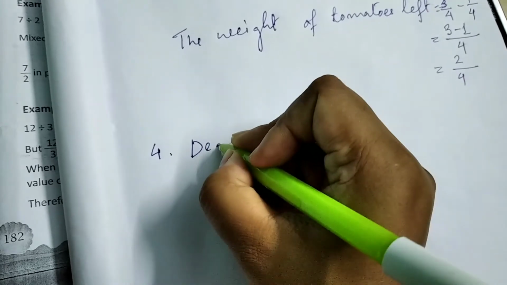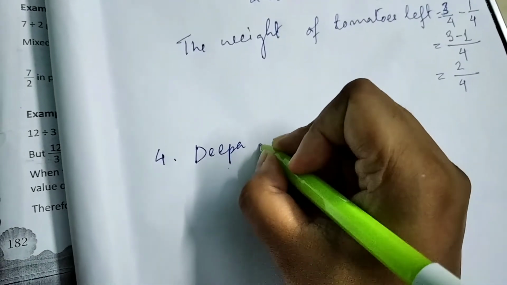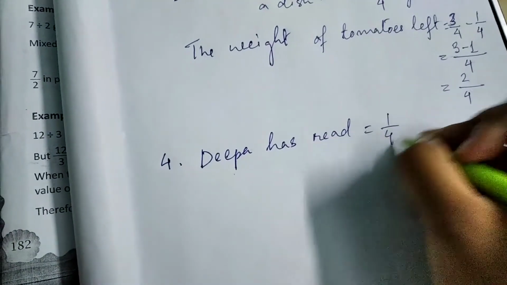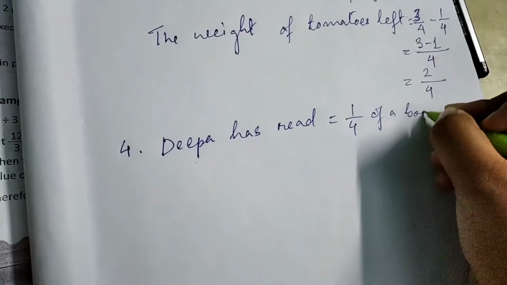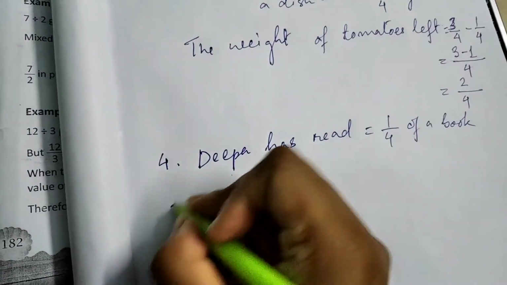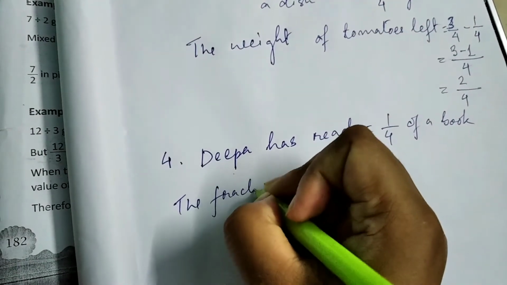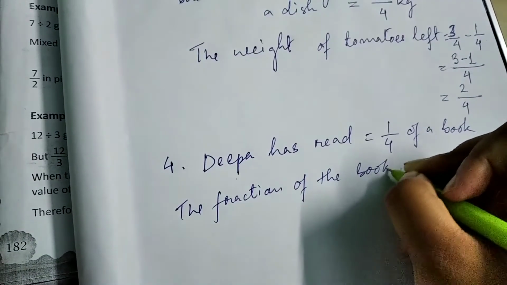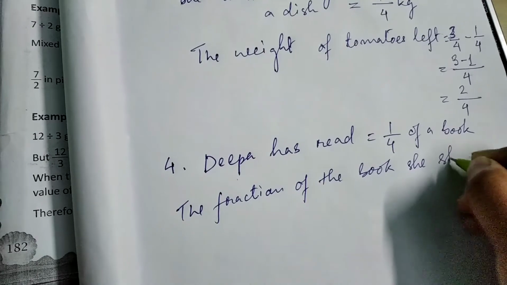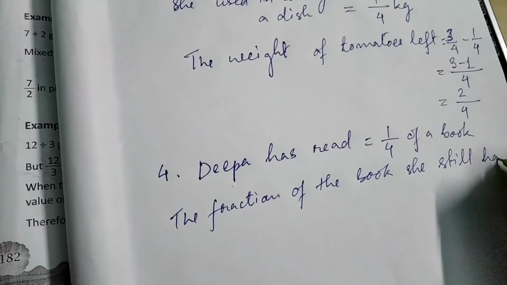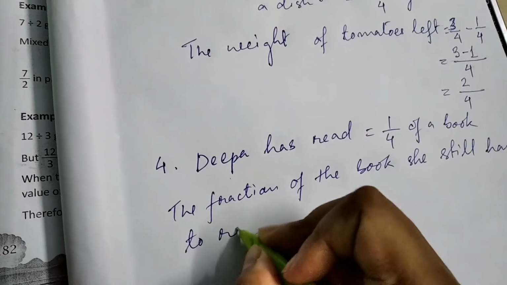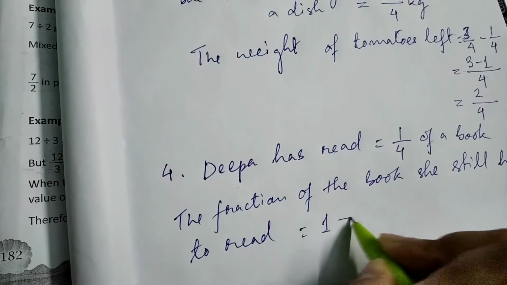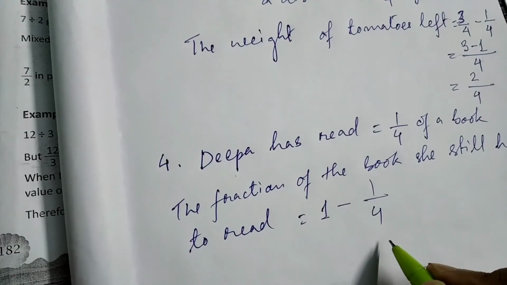So Deepa has read 1 by 4 of a book. Okay, the fraction of the book she still has to read is equal to what? So total was 1, and out of that 1 she has read 1 by 4. So whatever will be the remaining will be the answer.